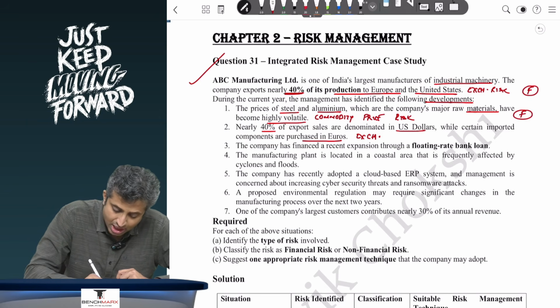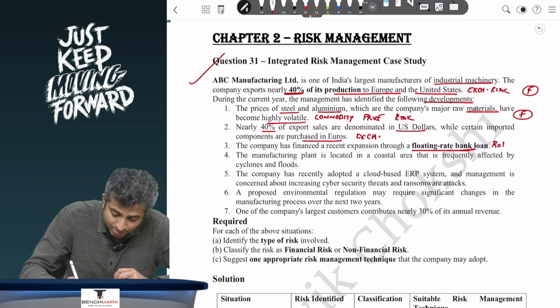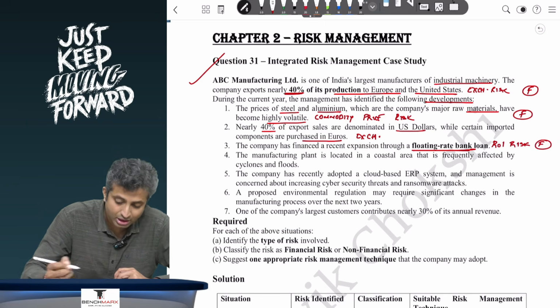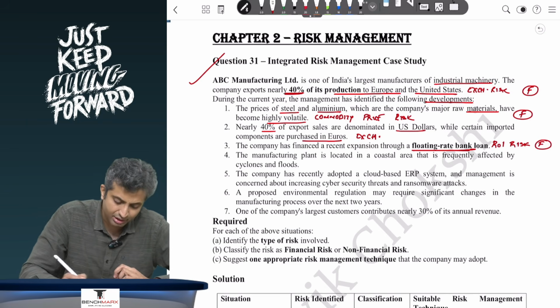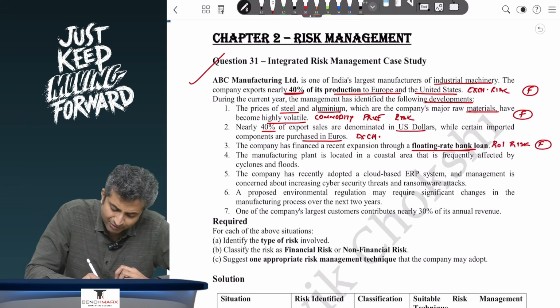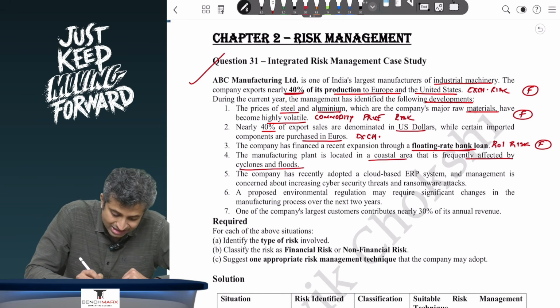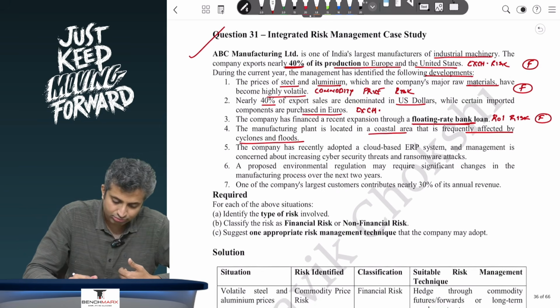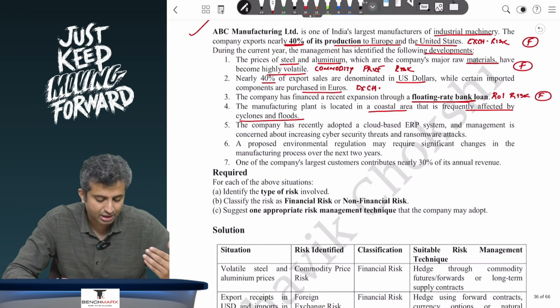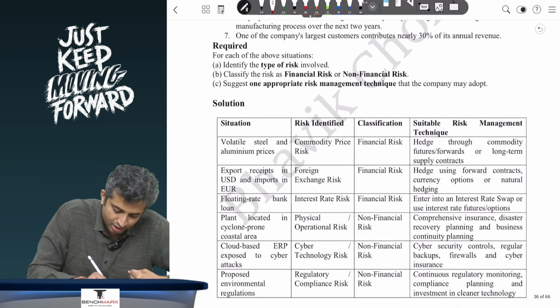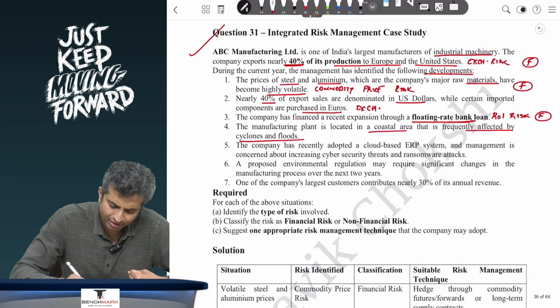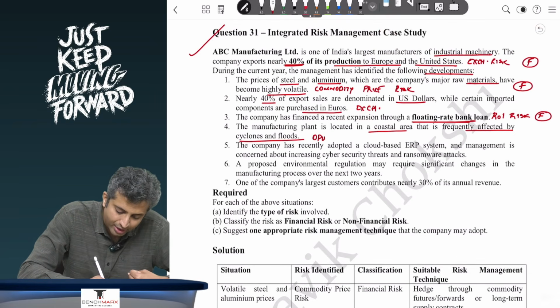These are financial risks. The company has financed a recent expansion through a floating rate bank loan, which means there's an interest rate risk. Again, this is a financial risk because if the floating rate jumps up, well, you have a risk. The company's manufacturing plant is located in a coastal area that is frequently affected by cyclones and floods. Now, this is, let's say, a calamity risk or a location risk, physical or operational risk. Okay, let us word it well as an operating risk.